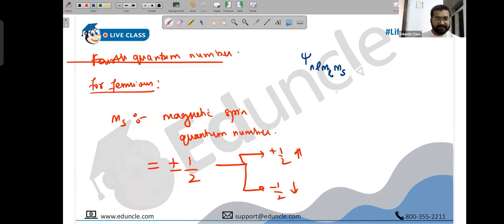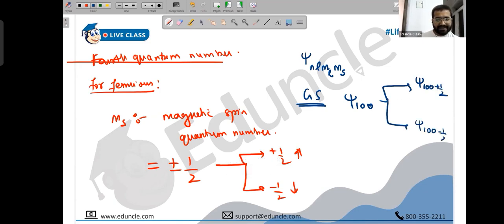So for example, when you talk about the ground state, what did you have? Psi 100, but now it will have 2 possibilities. One is psi 100 plus half, and it will also have psi 100 minus half. So how many electrons, how many fermions, can it have in the ground state? 2 electrons in the K shell.